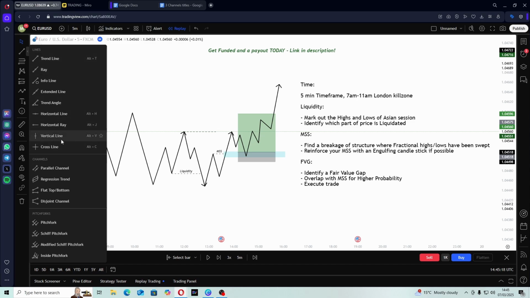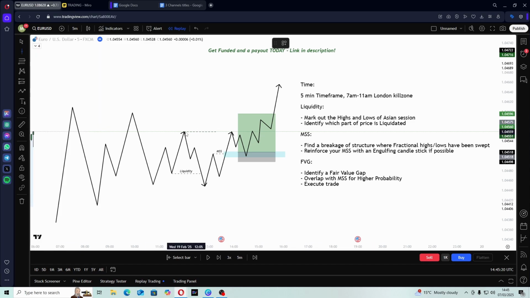The time we're going to be actually trading in is 7 a.m. to 11 a.m. So 7 a.m. will be here, and then 11 a.m. will be anywhere around the end of this time. Let me just remove this so you can see it more clearly. What we're going to be doing from now is marking out the highs and lows of the Asian session to identify which part of price is liquidated. You can see right here, this is the highs marked out and this is the lows.